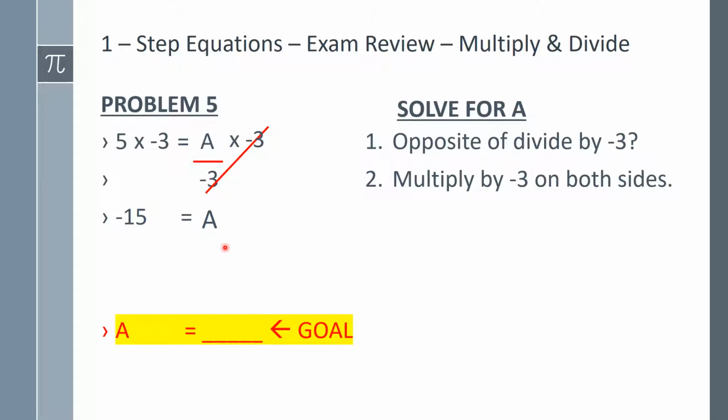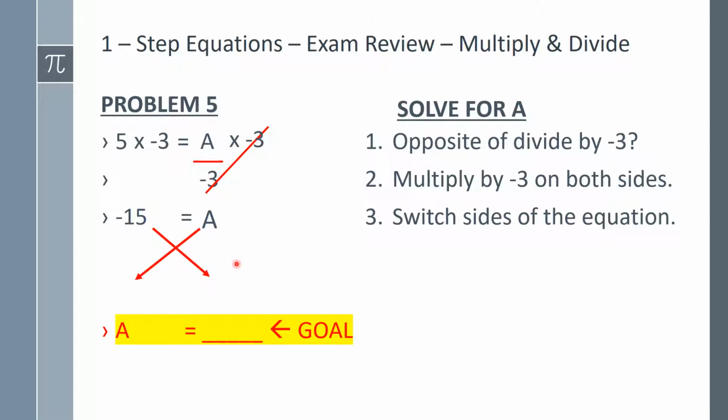So we're used to having the variable at the left side when we're on our solutions. And so I can just put that a on the left side and put that negative 15 on the right side of our equal sign. And so now this looks like our goal. A is by itself on the left of the equal sign, and I've got negative 15. So this is our solution.